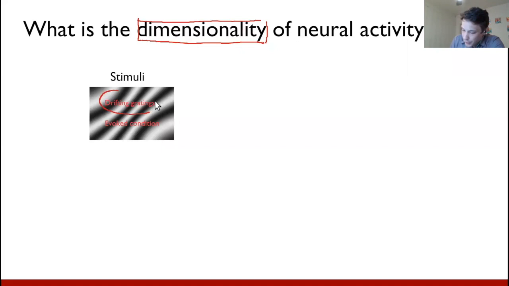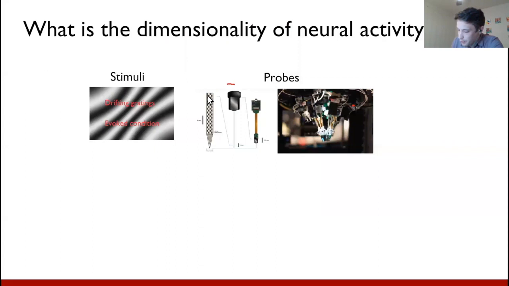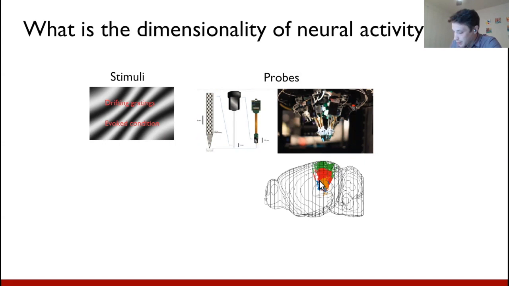For example, drifting gratings, a traditional one. And this would be termed an evoked condition in a sensory cortex like visual cortex. Then suppose that you are recording from the brain with probes. Like here, what you see is Neuropixel probes that are lowered in the animal's brain through the visual cortex, hippocampus, thalamus, and other areas.